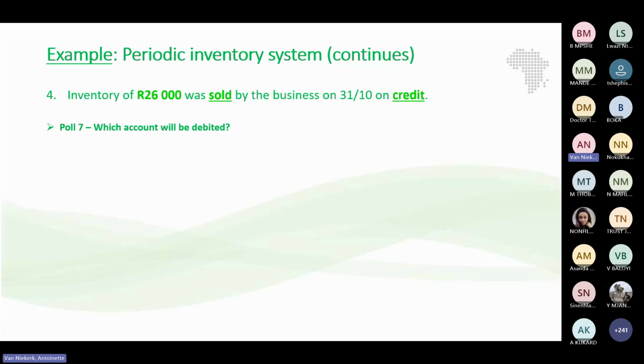Okay, it's loading. Which account will be debited? If you look at the transaction of 26,000 Rand of inventory sold on credit, then please select which option will be the account debited.